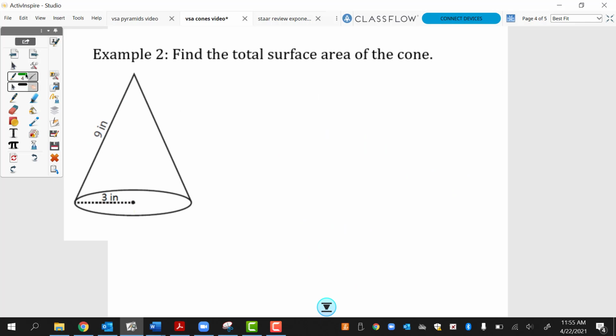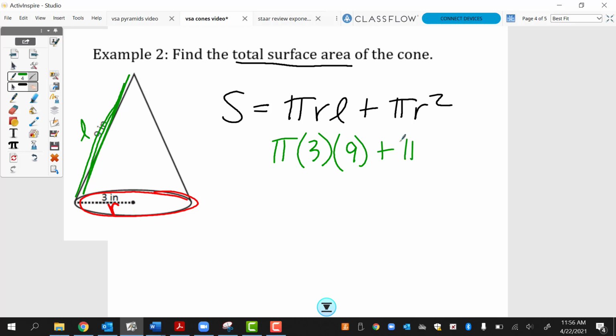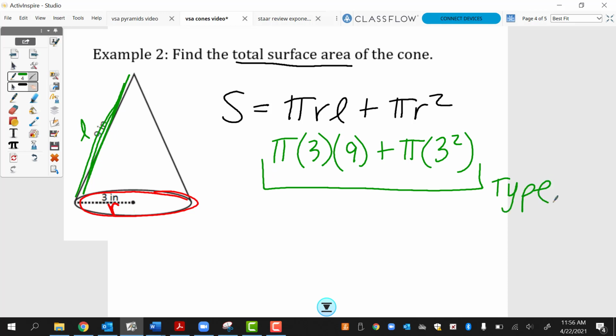Number 2, we're doing total surface area. So I underline total surface area. I write down the formula is pi R L plus pi R squared. I'm looking at my cone. I'm going to label what's my radius. So my radius I know is on the circle. Oh, so it's going to be a 3. That's my radius. And my L is my slanted side. Ooh, I just drew right through it. Slanted side, that's going to be 9. So I just got to plug the numbers in. So pi times radius 3, slant height 9, plus pi times radius squared. And again, we're going to type all that in Desmos.